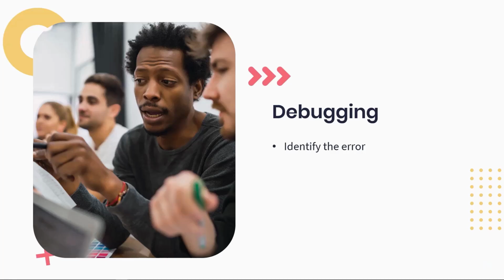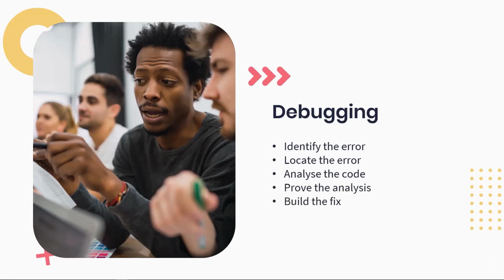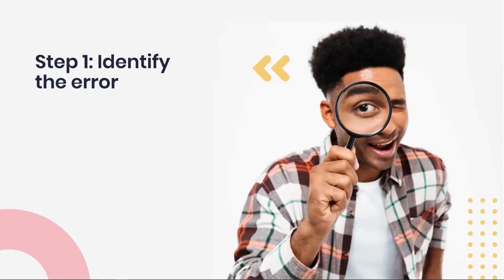Identify the error. Locate the error. Analyze the code. Prove the analysis. Build the fix. And test and validate. Okay, let's now look at each step a bit closer.